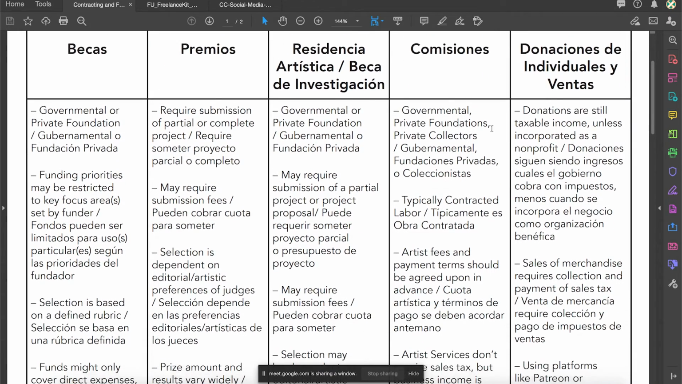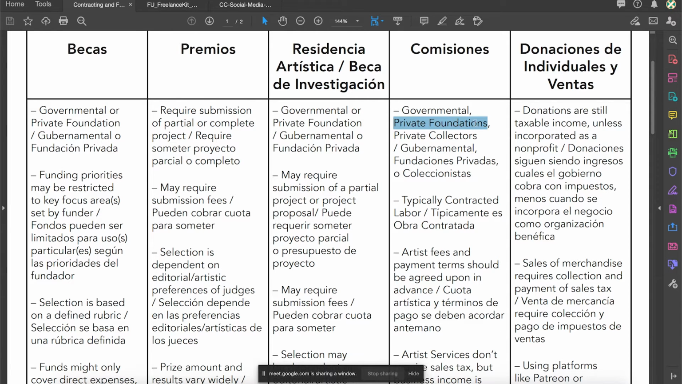Commissions can be governmental. They can also be through private foundations and also through private collectors. So keep that in mind. Each one is going to have a different way of approaching a commission. For example, right now, I know that the LA County Department of Arts and Culture, that's a governmental body, are taking requests for qualifications so that they can then commission an artist to do an art installation at a few different places at new county buildings that are coming up.